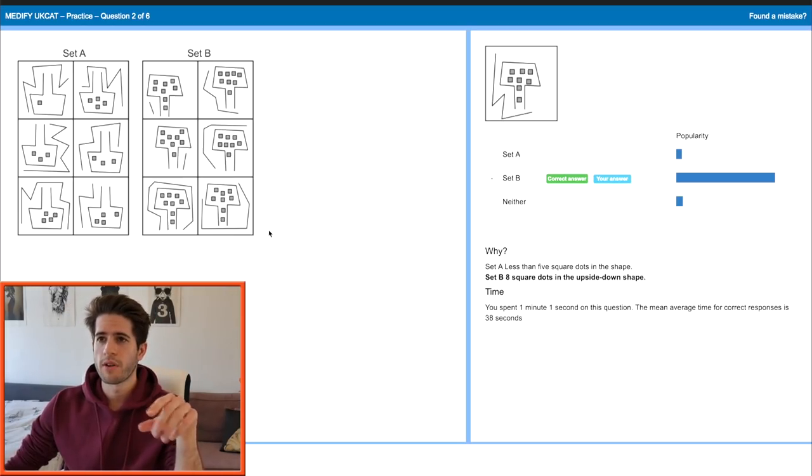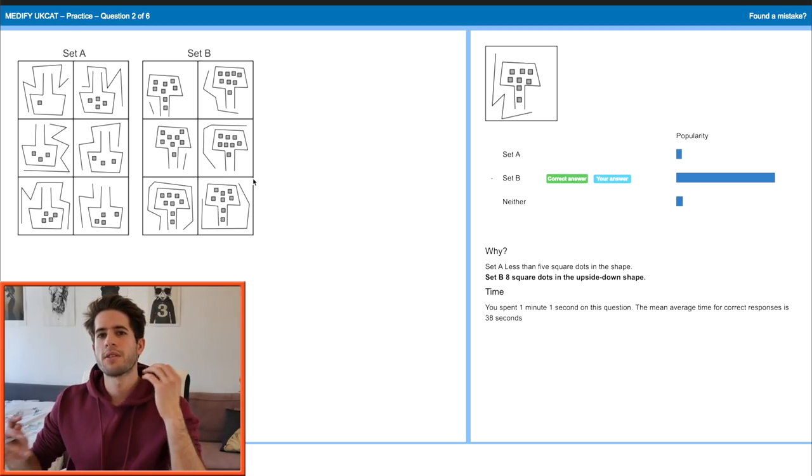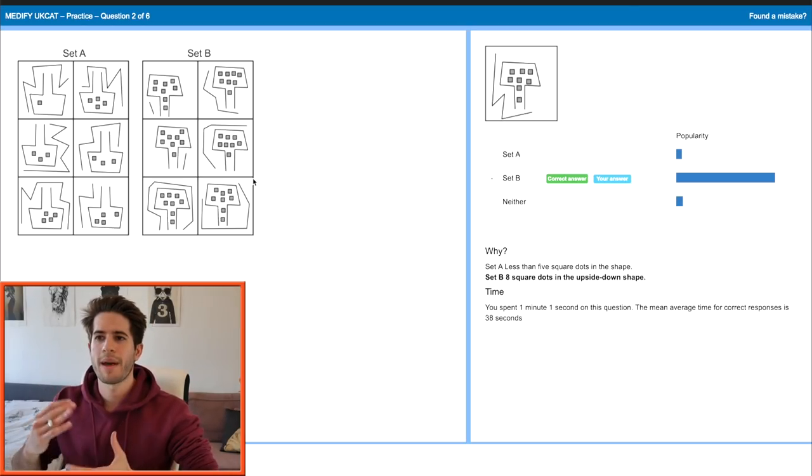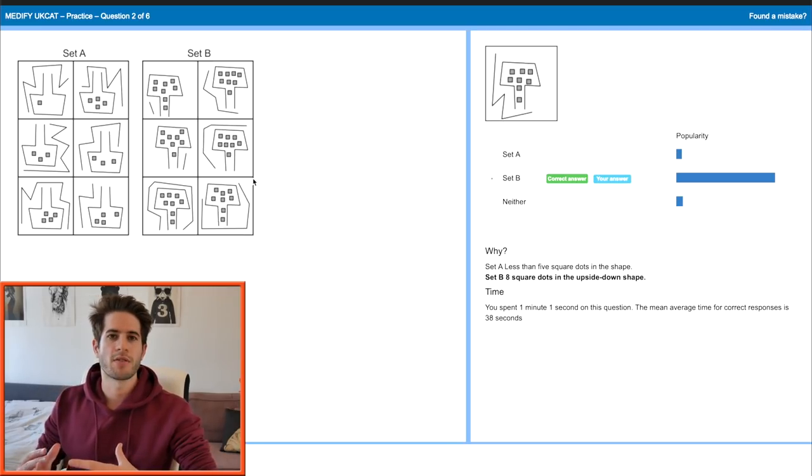So like I said before, I looked at these shapes, I knew that I probably didn't have the perfect rule, but this is such a time-based test, such a time-heavy test, that if you think you have a decent rule, if you think you have at least half of the rule, just go for it.